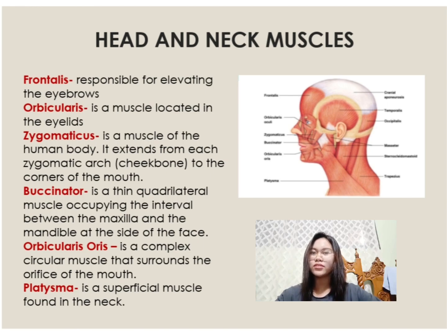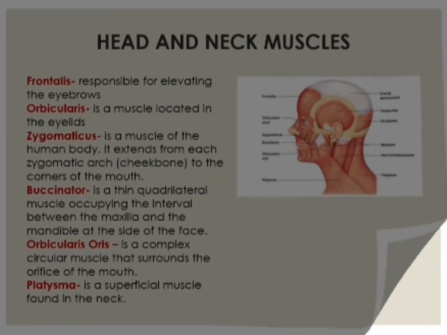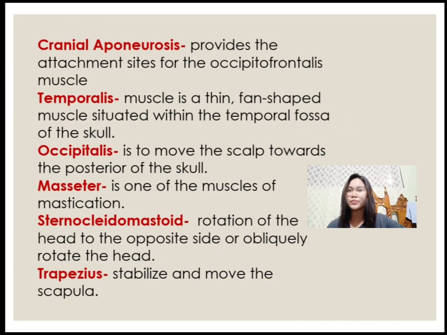The buccinator is a thin quadrilateral muscle occupying the interval between the maxilla and the mandible at the side of the face. The orbicularis oris is a complex of circular muscles that surrounds the orifice of the mouth. The platysma is a superficial muscle found in the neck. The cranial aponeurosis provides the attachment site for the occipitofrontalis muscle.